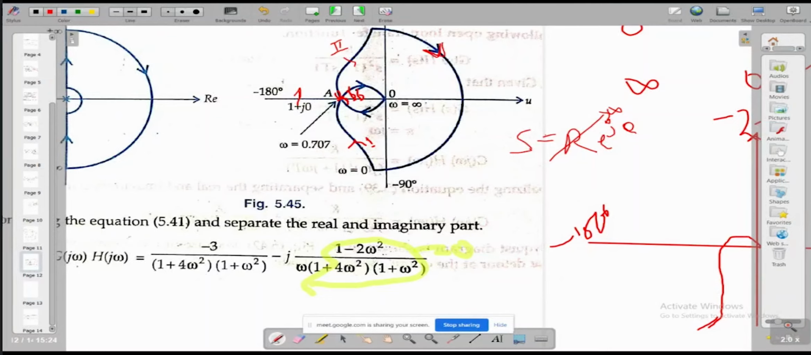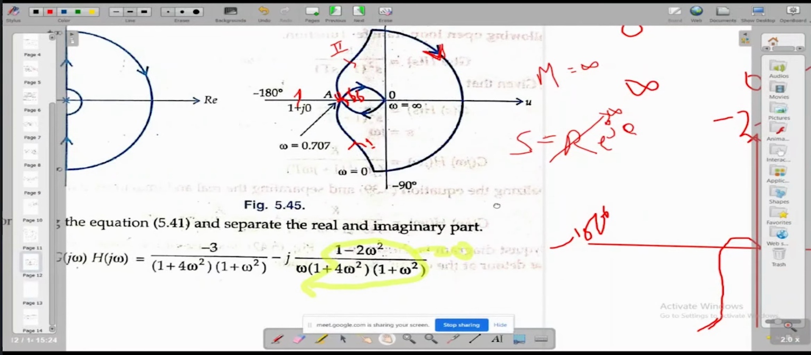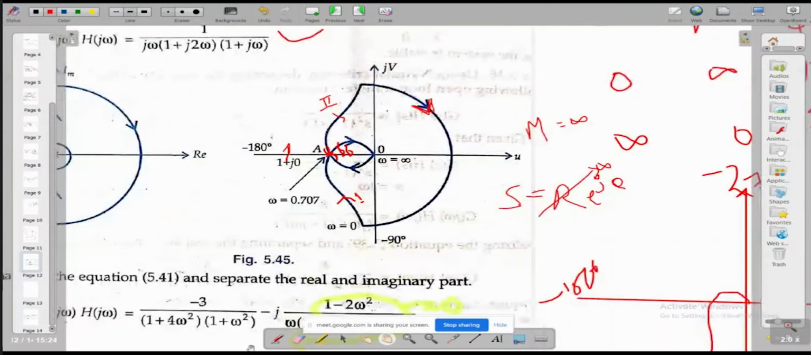The magnitude you will find by putting s equals r e to the power j theta. You will find the magnitude will be infinity, and the phase angle from plus pi by 2 to minus pi by 2. Then you can connect this. Because this starts from infinity, we will connect from this end to this end. This is the overall Nyquist plot.